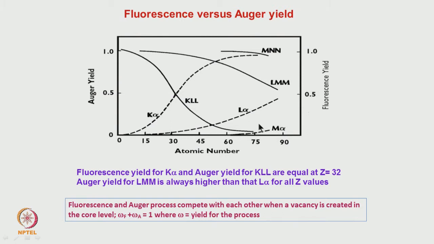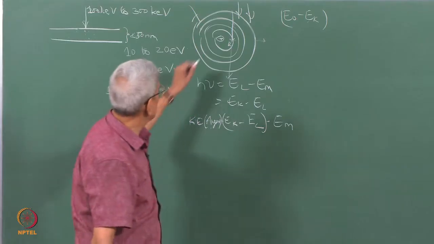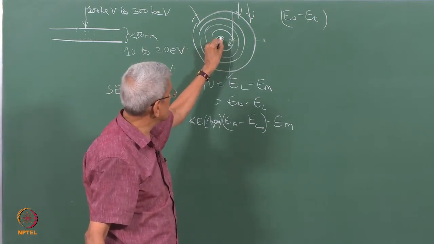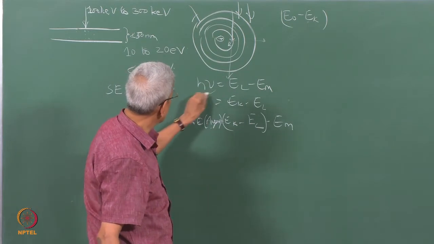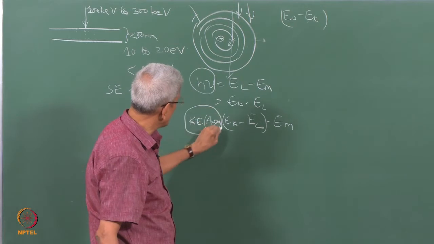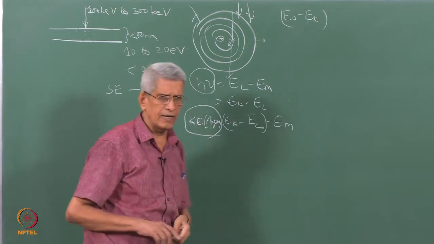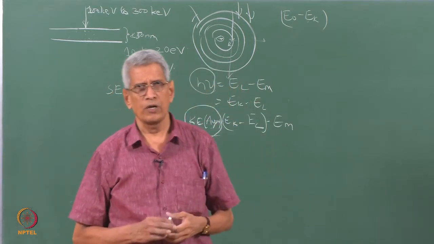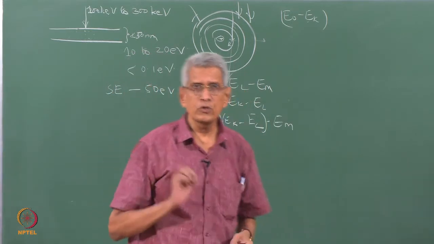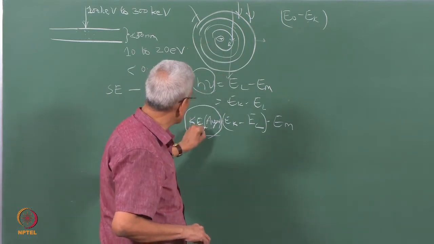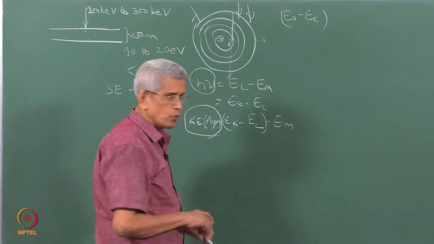Another important factor which we have to consider is that when a vacancy has been created in this level and the atom is in an excited state, it comes to a ground state either by characteristic X-ray emission or by Auger emission. So, from this excited level, these are the two processes by which the atom can come down to the ground state. So, these two processes, if you try to look at it, are competitive processes. Only one of them could occur.